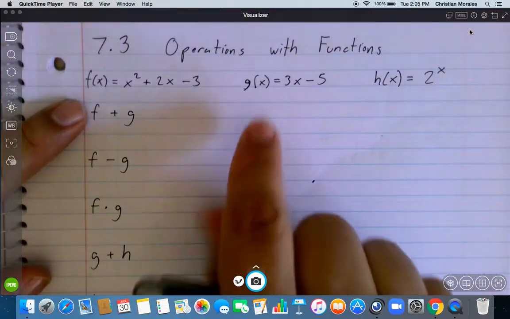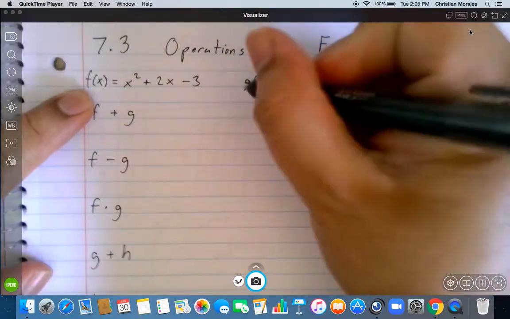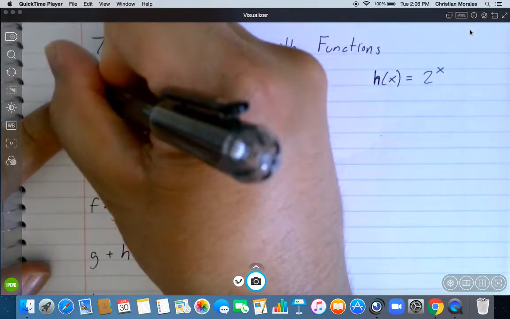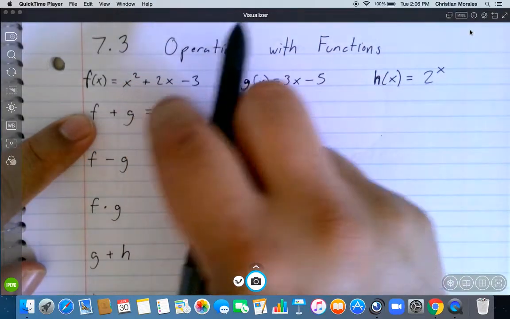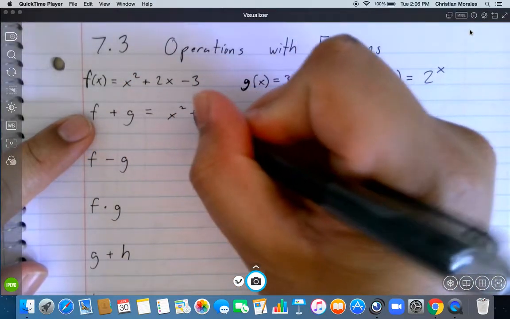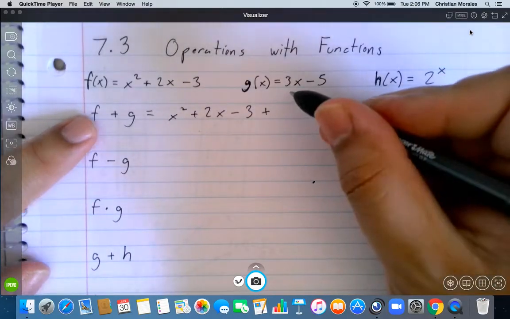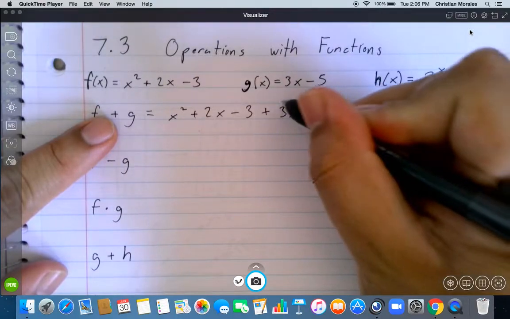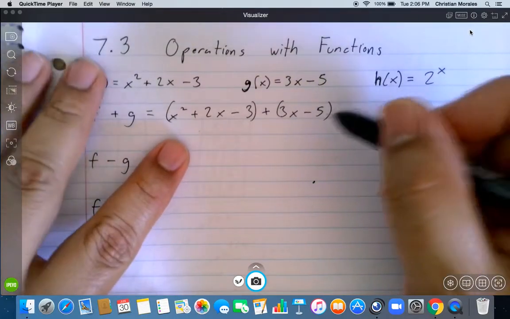When you see this, the letter is associated to the different functions. So here's G, here's H, and here's F. When you see this, they're telling you to take the F function and add the G function. Generally they'll put it in parentheses like that, and you add them up. Now you have to remember to combine like terms.